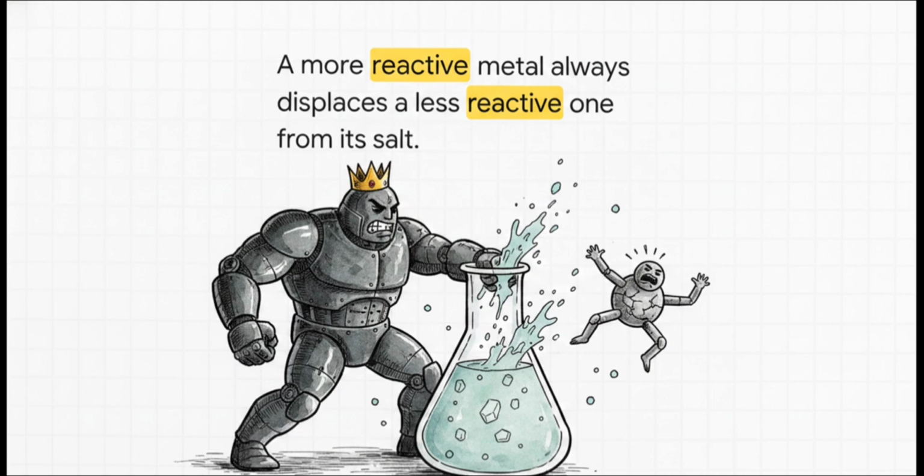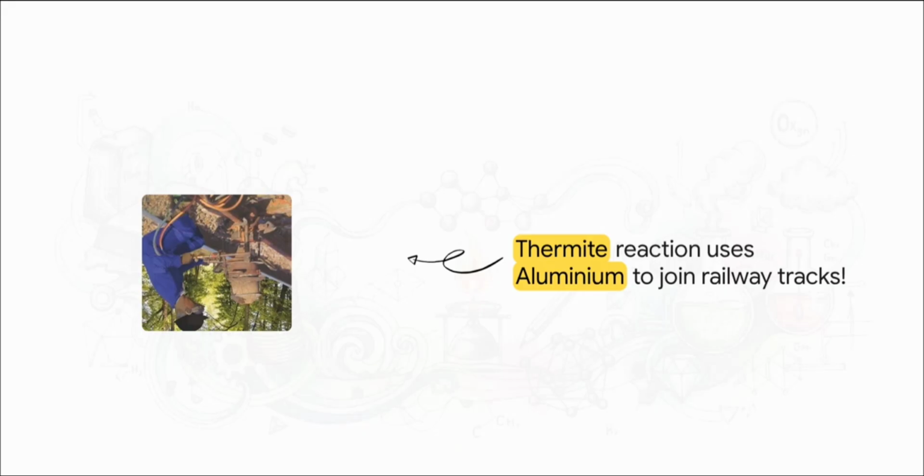Think of it like this. If a strong, highly reactive metal meets a chemical compound of a weak metal, the strong metal essentially bullies the weak one, kicks it right out of the solution, and takes its place. The famous thermite reaction is a spectacular real-life example of this displacement. Aluminum sits higher on the reactivity series than iron, so when aluminum powder is mixed with iron oxide and heated up, aluminum violently displaces the iron.